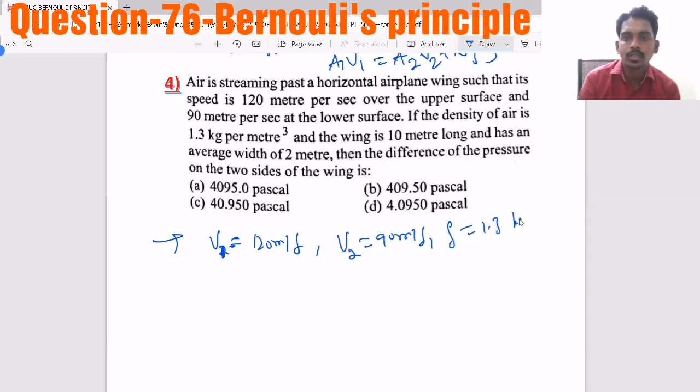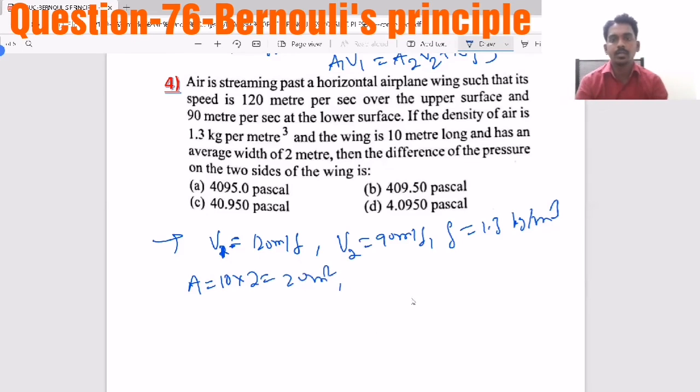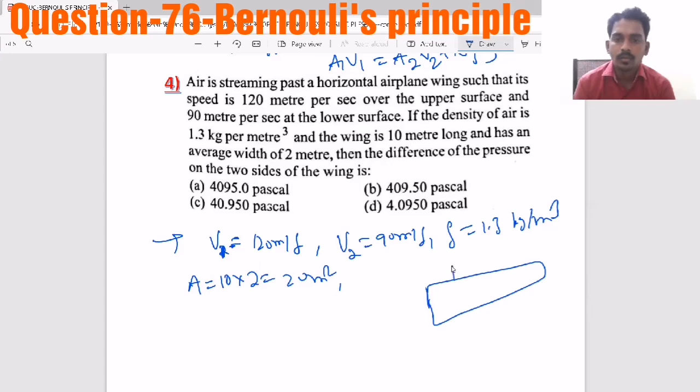Density of the air is 1.3 kg per meter cube. And the wing is 10 meter long and has an average width of 2 meters. So area will become 10 into 2, that is 20 meter square. The difference of pressure on the two sides of the wing. See, when you consider a wing, above it pressure P1, speed V1 and below P2, V2.